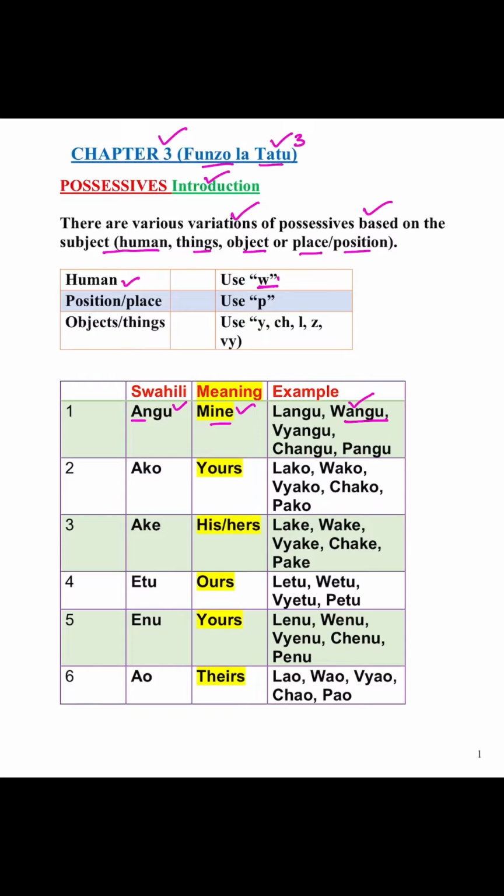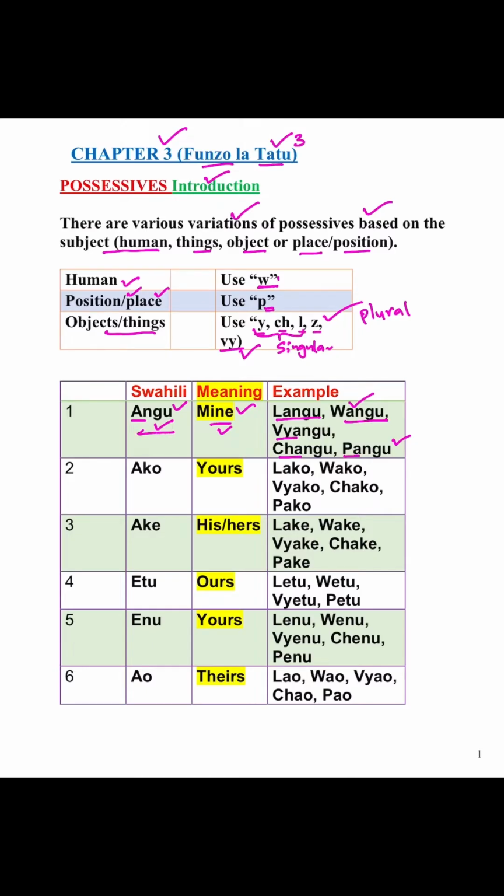You use wangu. Position or place, you use the letter P. So for example, with ANGU, which means mine, so my place or my position, it will be pangu. And then for object or things, you can use Y, CH, L, Z, and V. I will see more of that later. Generally, Y, CH, and L is for singular. And then Z and V is for plural. Langu, vyangu, changu, they are all possessive.